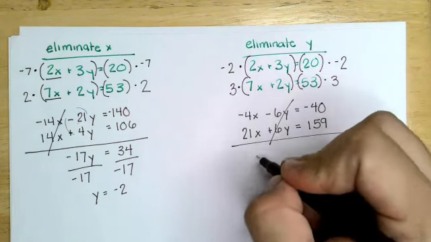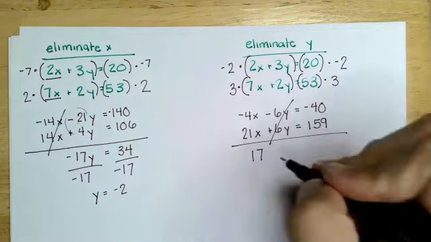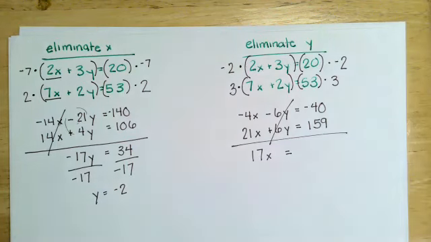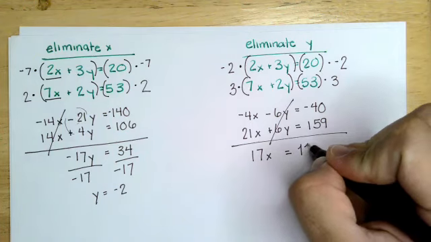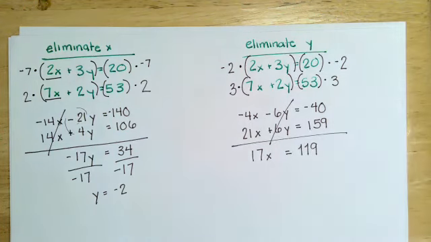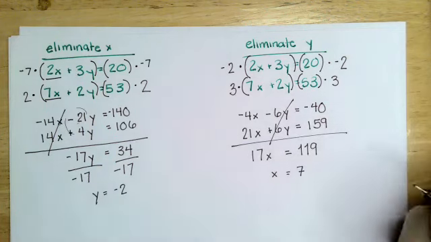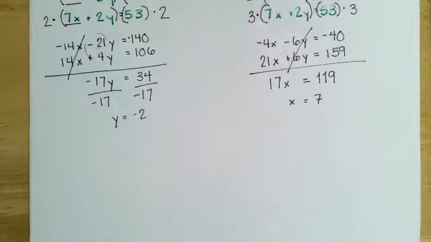All right, so now I have the negative 6y and the positive 6y, they're gone. 21 minus 4 again is 17. But this time it's a positive. 159 minus 40 is 119, right? 119 divided by 17 is 7. All right, so those are just how you would eliminate either one. And it doesn't really matter whether you choose to eliminate x or eliminate y.